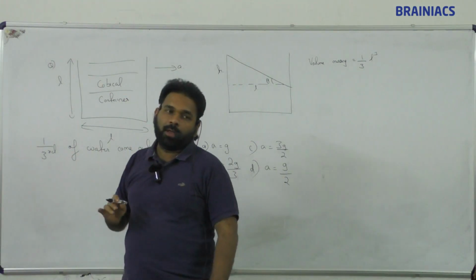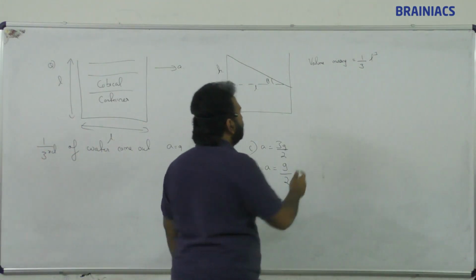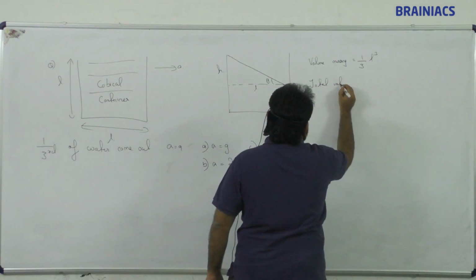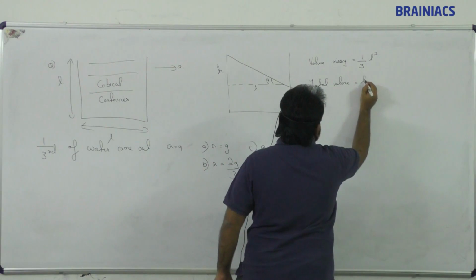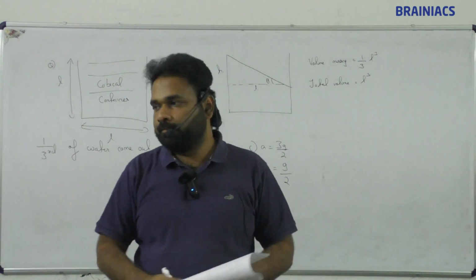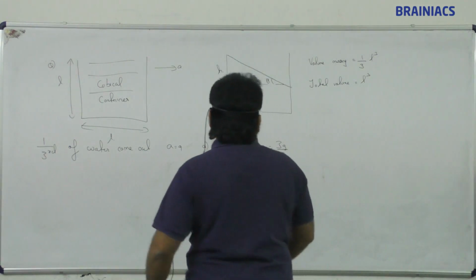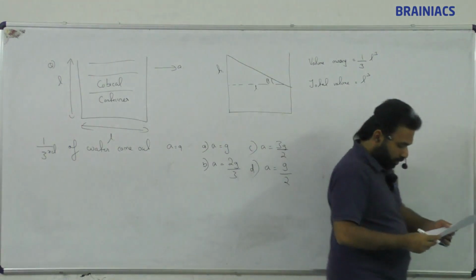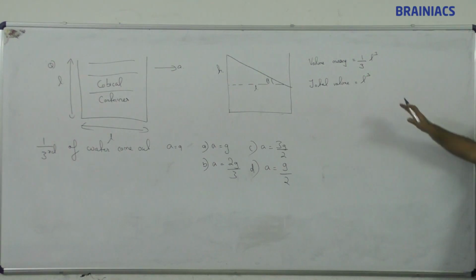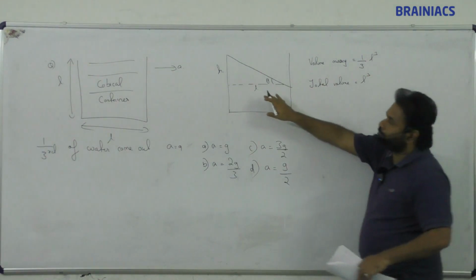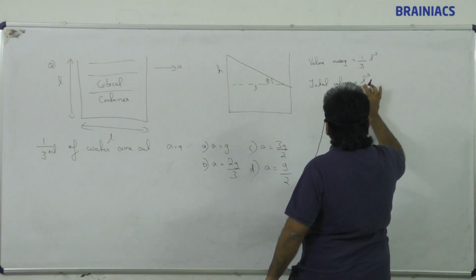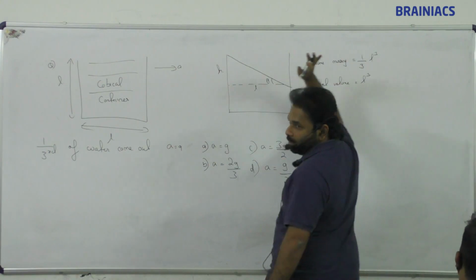1/3 into L cube. What is the total volume? Total volume is L cube. So from this we can find it out, right? Correct or what? But all of you got this answer? Understood or what? So here, how much volume is missing? So volume missing is 1/3 L cube.